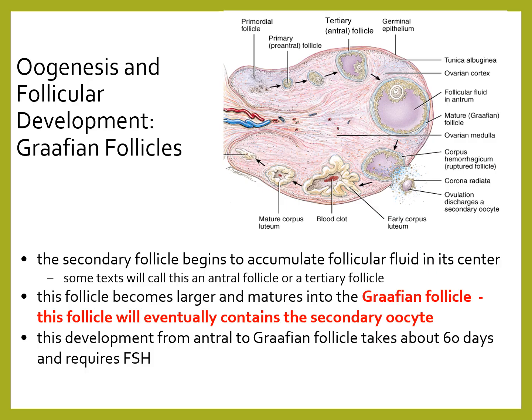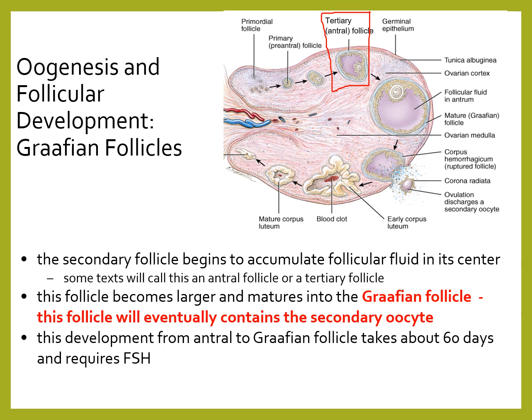The secondary follicle will now begin to accumulate follicular fluid within its center. And when that happens, you now have what is called an antral follicle, because the space into which this follicular fluid is accumulating is called the antrum. A lot of textbooks will refer to an antral follicle as a tertiary follicle because it's the stage after secondary follicle. This follicle is going to keep accumulating more and more fluid.